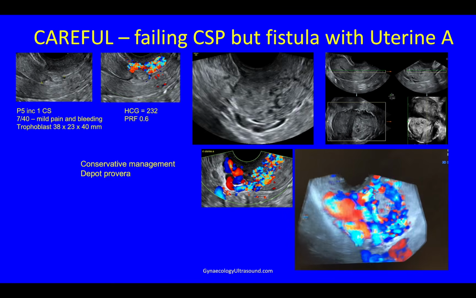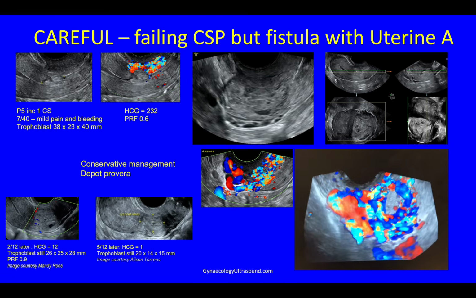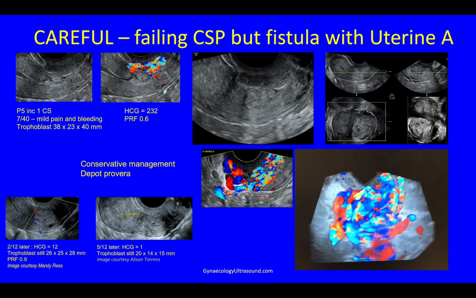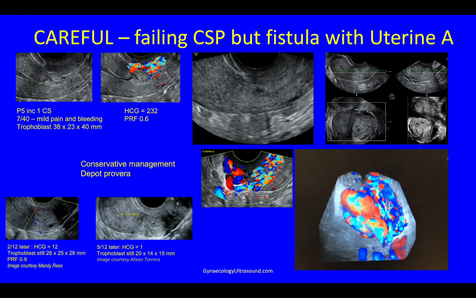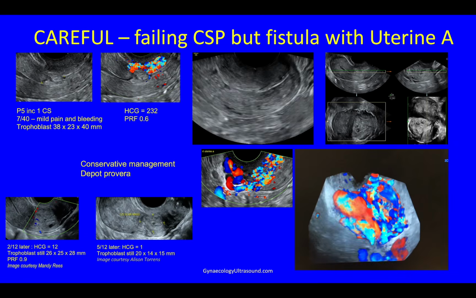This patient opted for conservative management and was given Depo-Provera, and even 5 months later there is still some trophoblast. The patient's entirely asymptomatic, and so it's hoped that this will resorb in time.